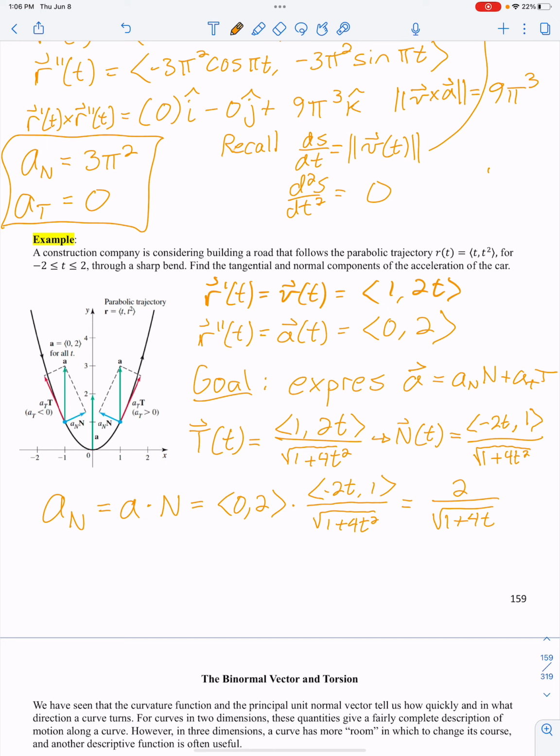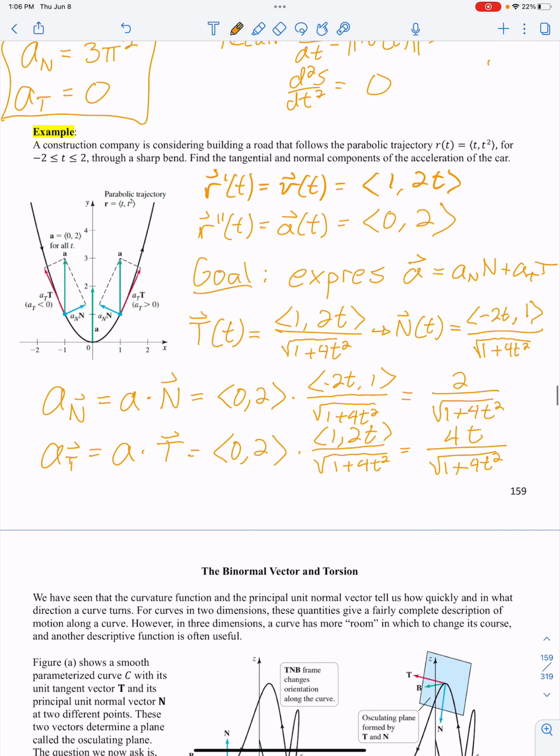All right, a sub t is that same idea, except it's going to be acceleration in the direction of T. So it's 0, 2, dotted with T, which is 1, comma 2t, over the square root of 1 plus 4t squared. Notice the 0 is going to make that go away, and I got 4t over the square root of 1 plus 4t squared.